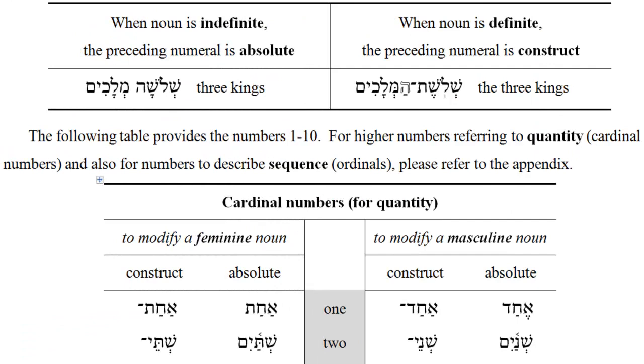In the event that the numeral is placed first and the object referred to is definite, in those instances, we find that the numeral is placed in construct. So we find shaloshet hamelachim. This is in contrast to the expression shalosha, the absolute form of the numeral, melachim.